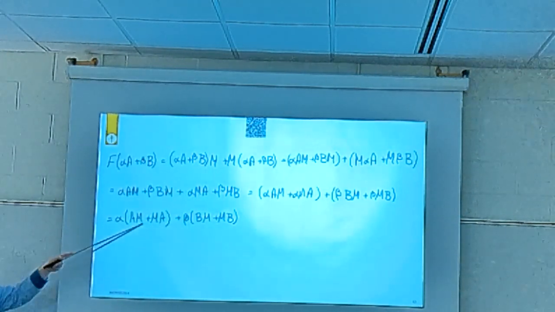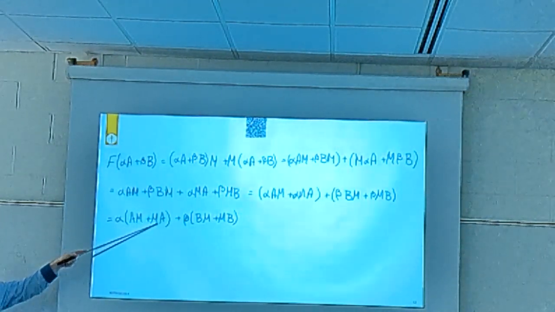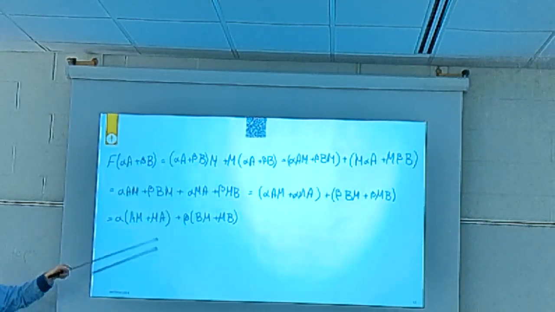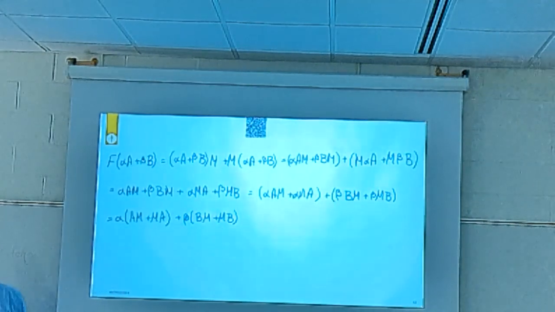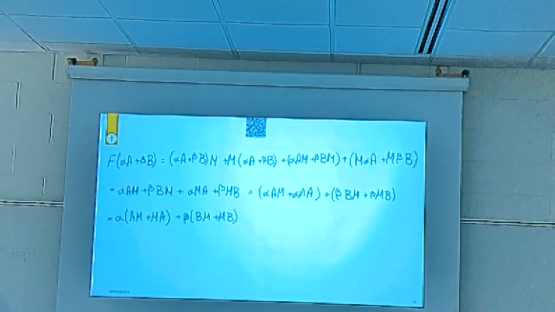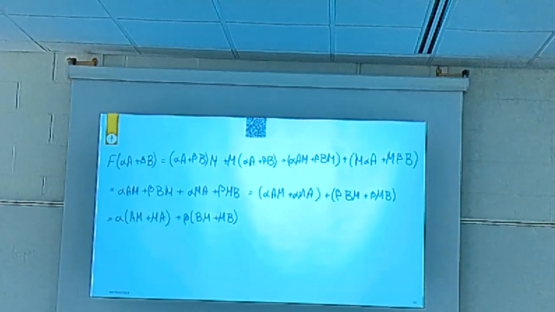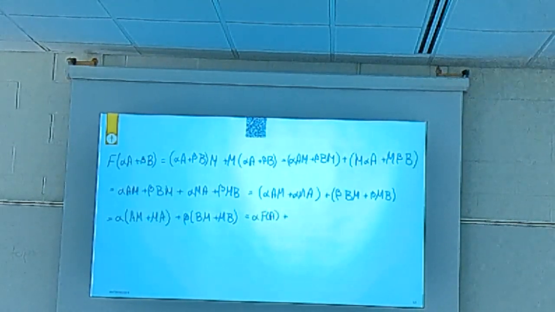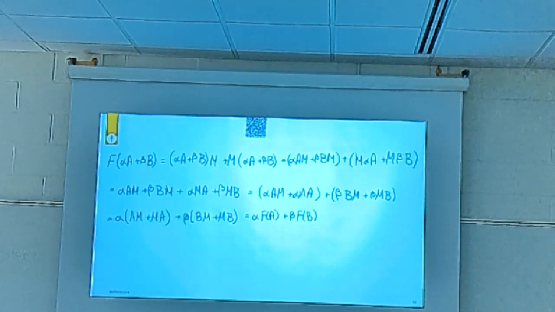What is this? What is this? Alpha f of a plus beta f of b. It's a linear transformation.